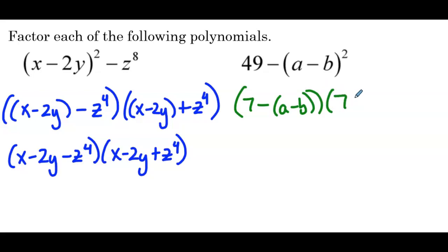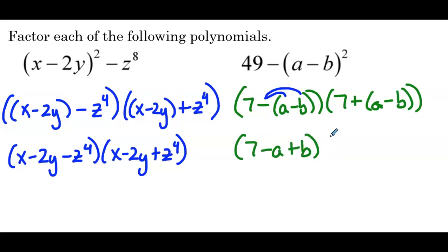And then we're going to multiply by the conjugate, which is 7 plus a minus b. And if we want to lose the inner set of parentheses, well, in the first factor, we're going to have to distribute that negative 1. So our first factor would become 7 minus a plus b. And our second factor would be 7 plus a minus b. Now, we don't have to lose that inner set of parentheses, but it definitely looks like a neater answer if we do.